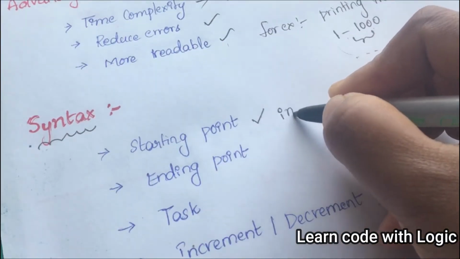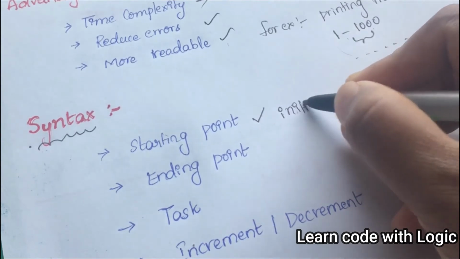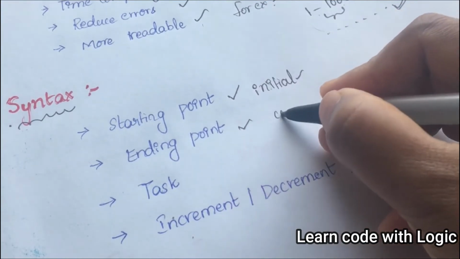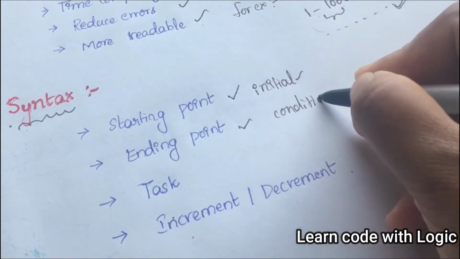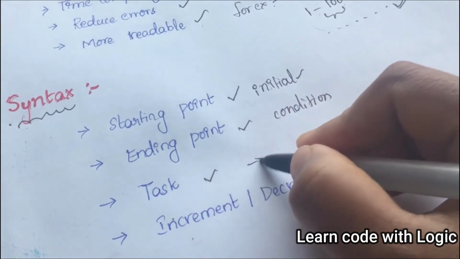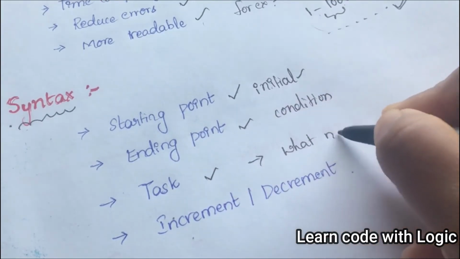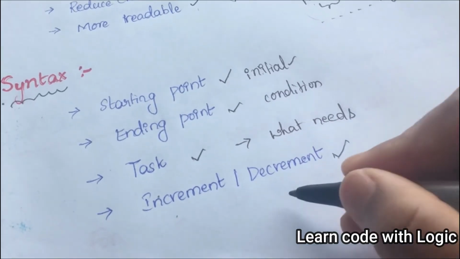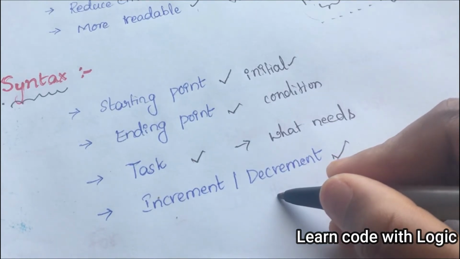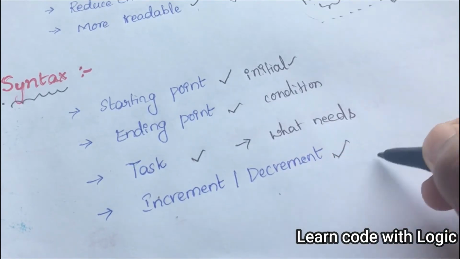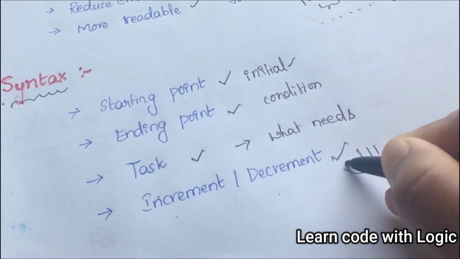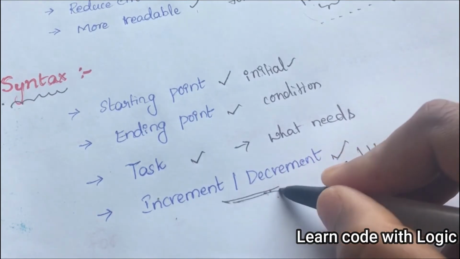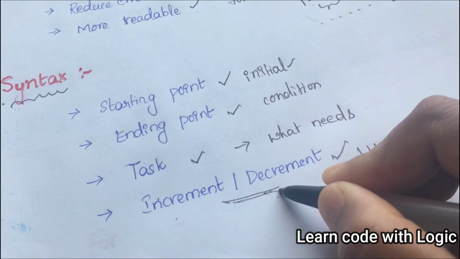We need a starting point, which we can call initialization, and an ending point, which is like the condition. Task means what needs to be executed. Increment or decrement is useful for deciding where to move, whether you have to go to the next number or whether you have to go backward. We already discussed the increment and decrement operators in detail while we were discussing operators.